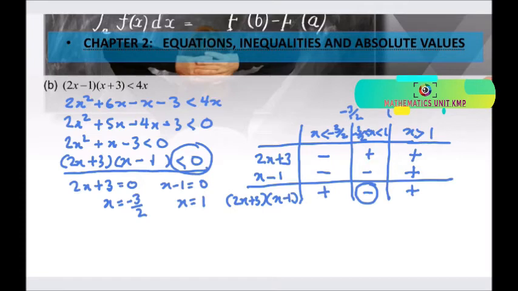So for the answer, write in interval form. It means negative 3 over 2, 1. Or in solution set, we'll get for value of x greater than negative 3 over 2 and less than 1.